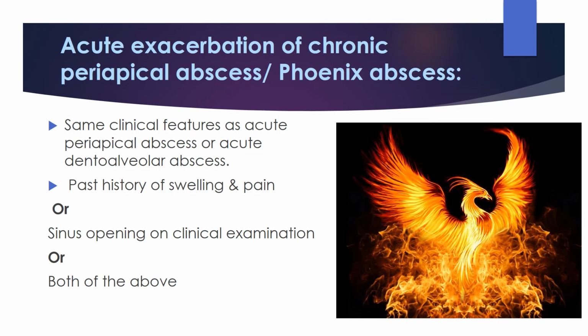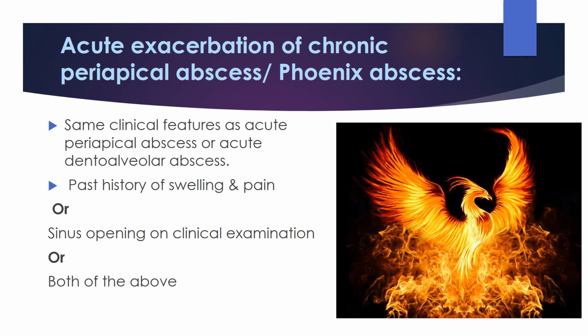There's another terminology which I would want you to pay attention to, which is called acute exacerbation of a chronic periapical abscess. It was also called a phoenix abscess. It's just interesting to understand that the phoenix is a bird that rises from the ashes. So keeping that in mind, this abscess has the same clinical features as an acute periapical abscess or an acute dentoalveolar abscess. That means the patient comes to you with acute symptoms but has had a past history of swelling or pain, or there is a sinus opening on clinical examination, or both of them.